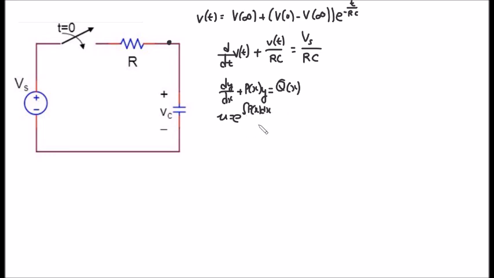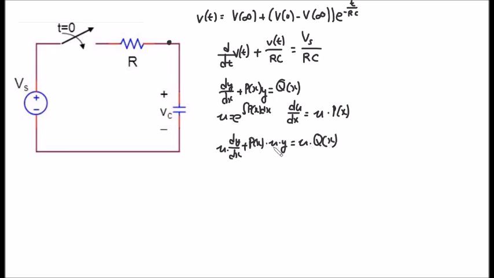The important thing to note about this integral factor is that if we find the derivative of this function with respect to dx, we get the same mu times p of x. So if we multiply mu on both sides of this equation, the equation that we get looks like this.